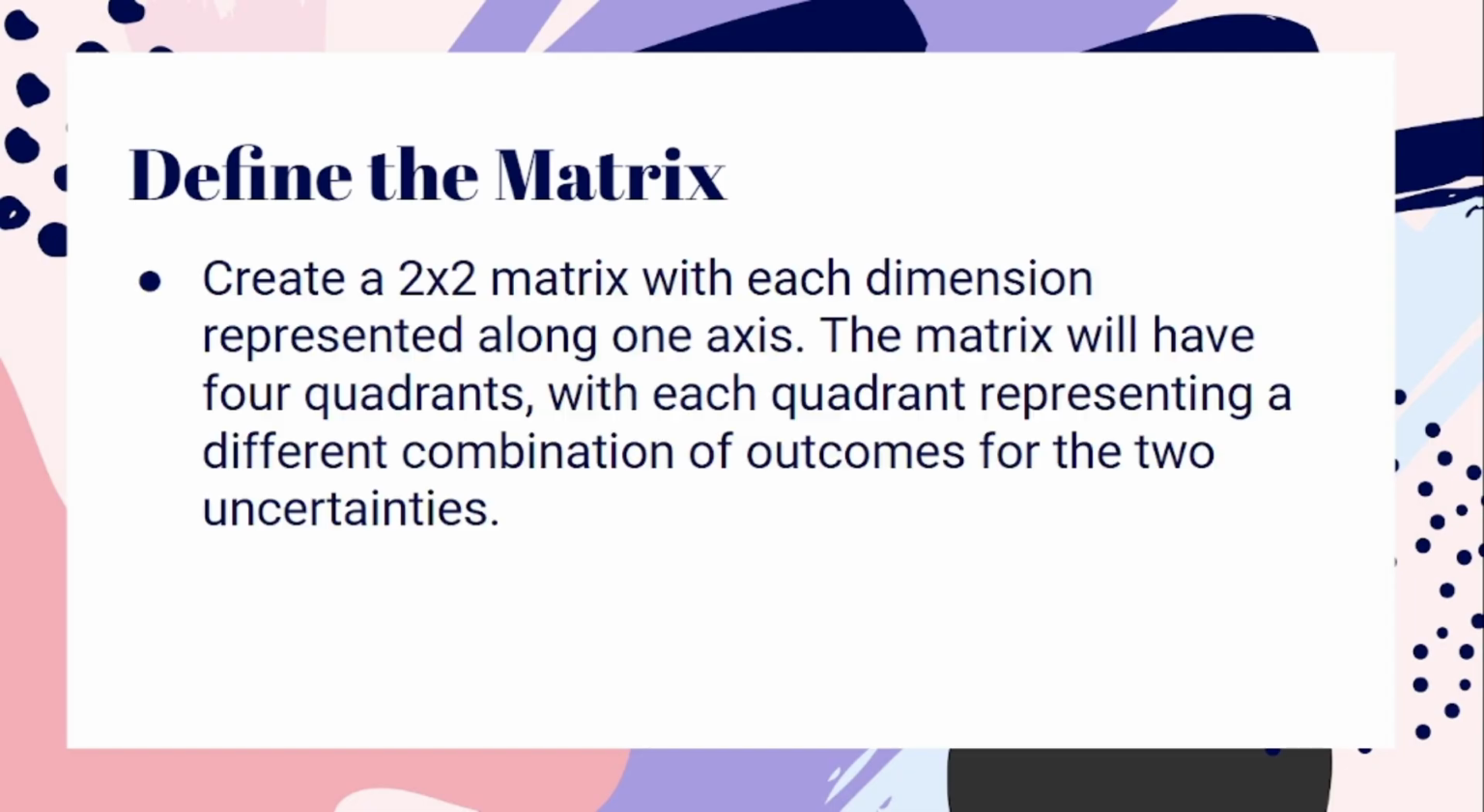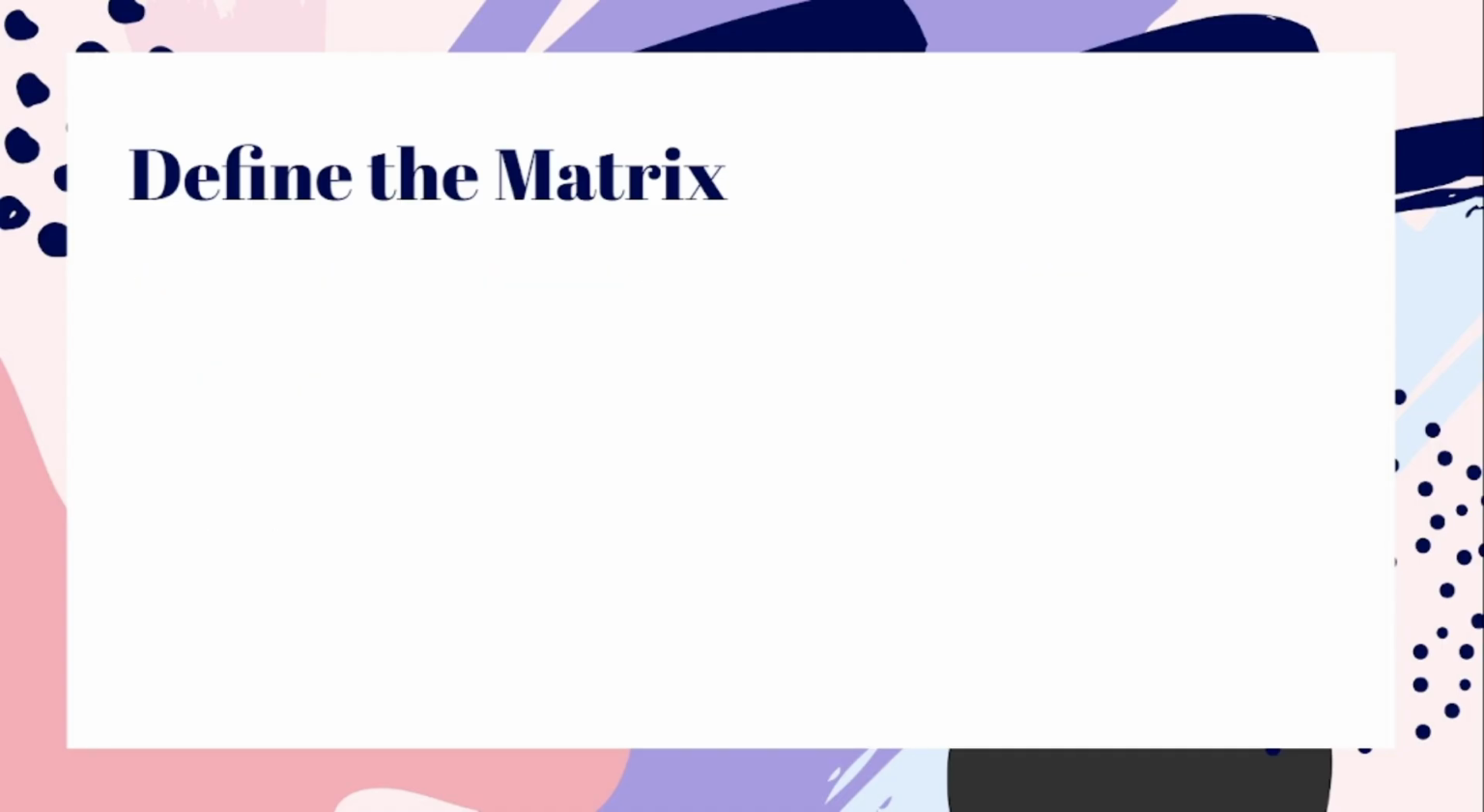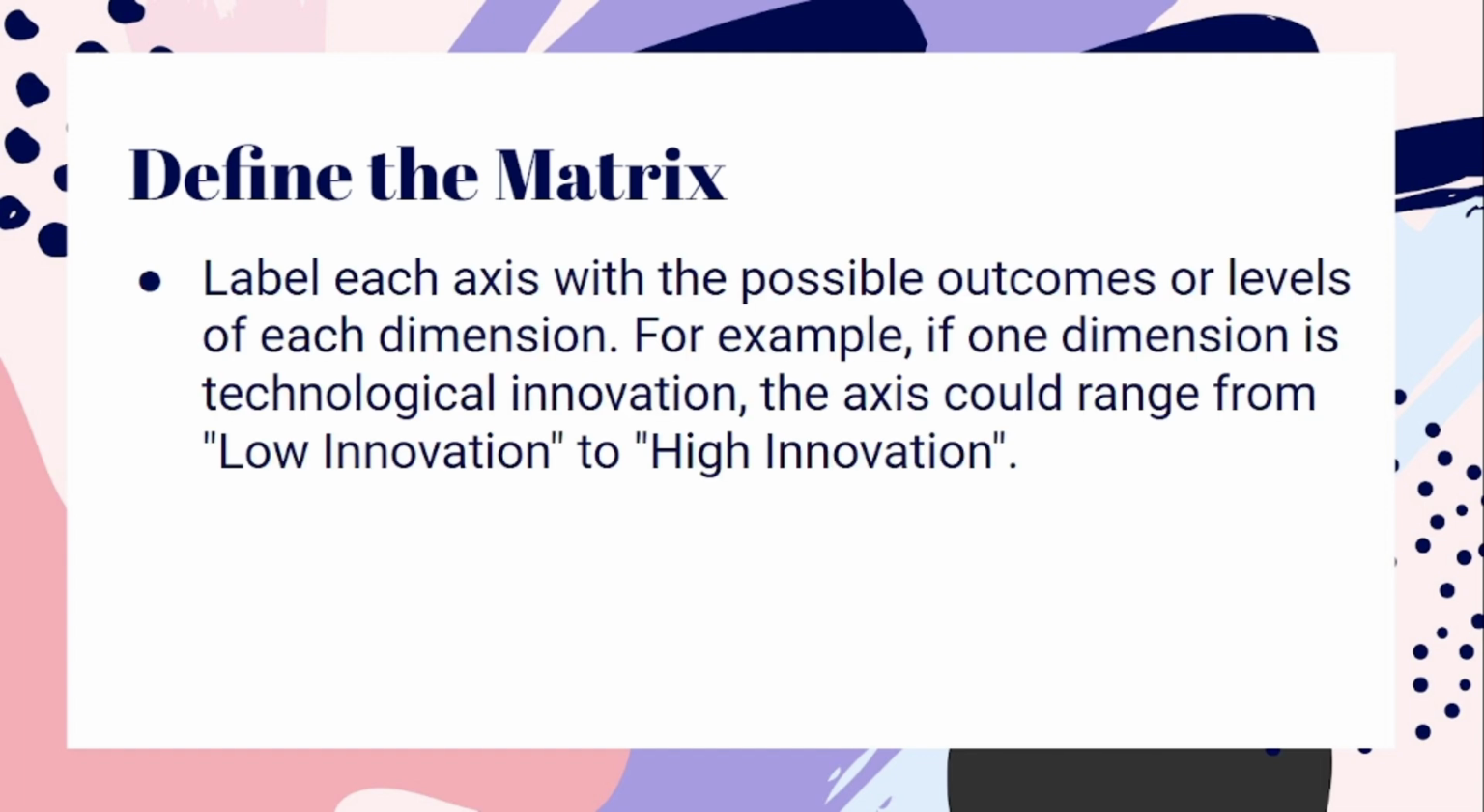Define the matrix. Create a 2 by 2 matrix with each dimension represented along one axis. The matrix will have four quadrants, with each quadrant representing a different combination of outcomes for the two uncertainties. Label each axis with possible outcomes or levels for each dimension. For example, if one dimension is technological innovation, the axis could range from low innovation to high innovation.